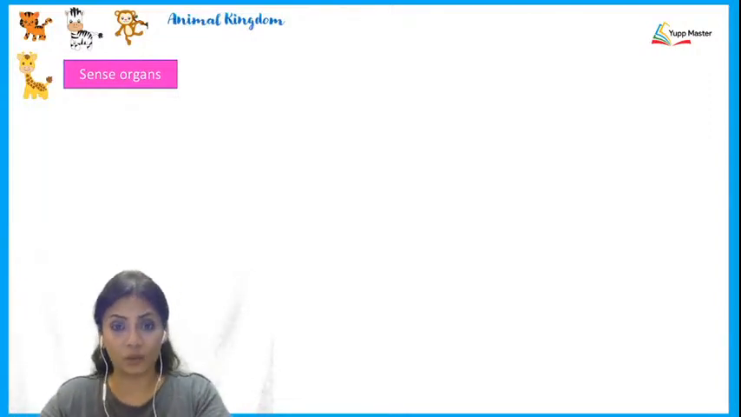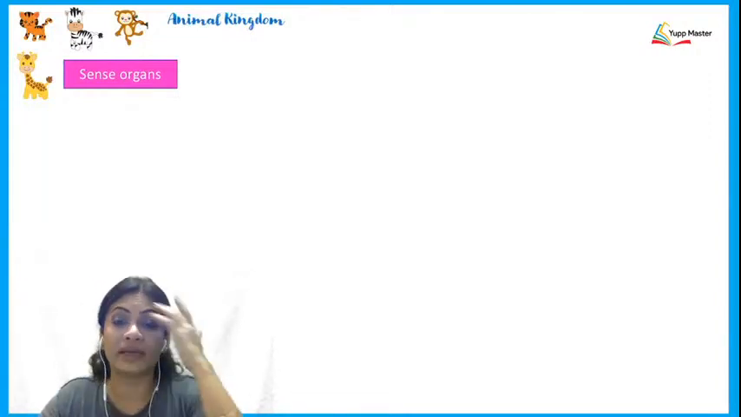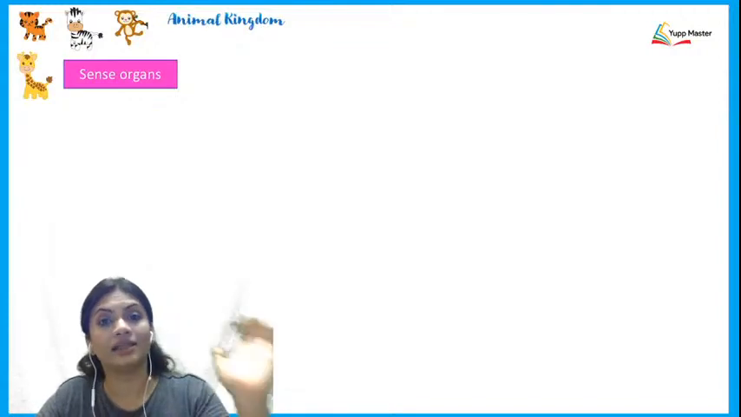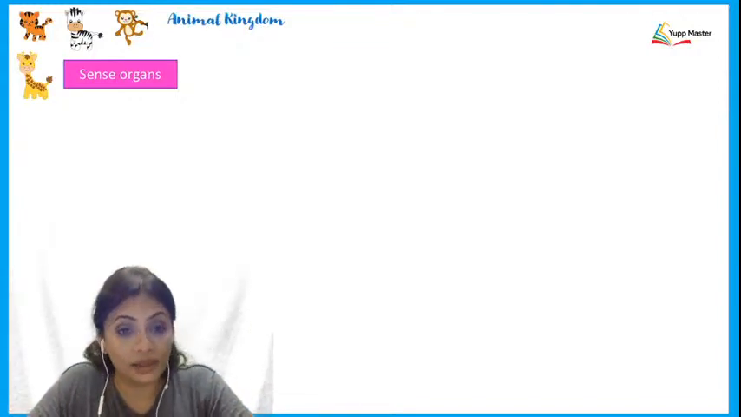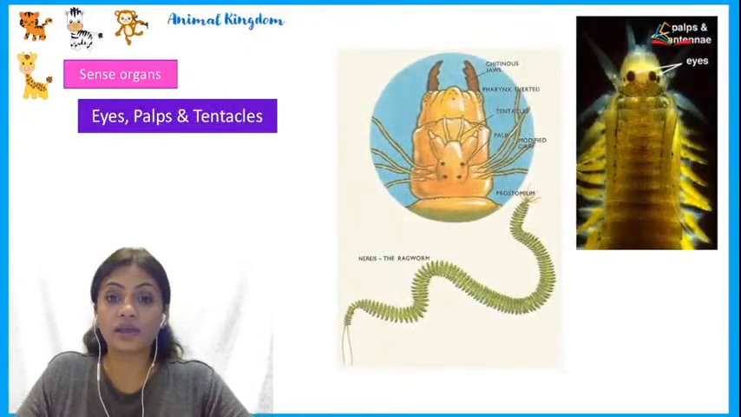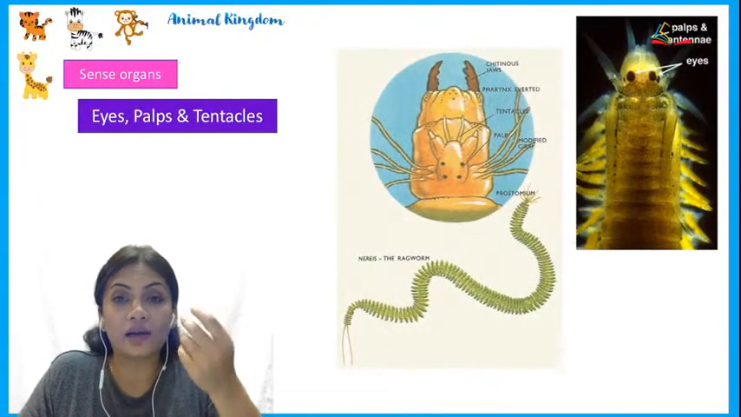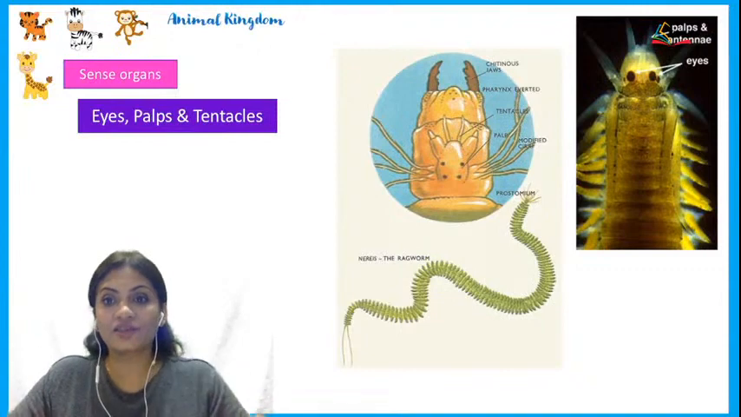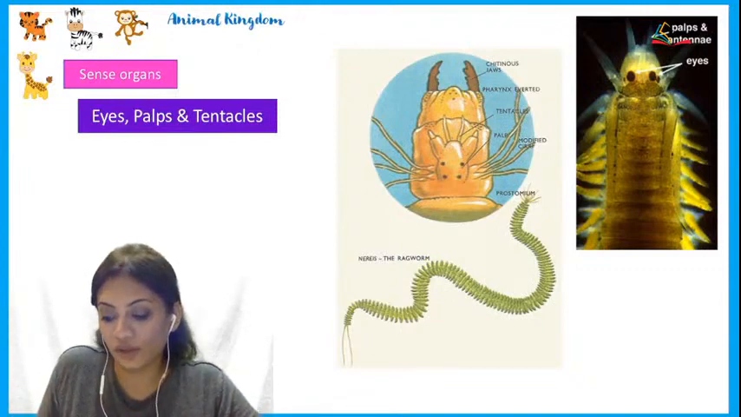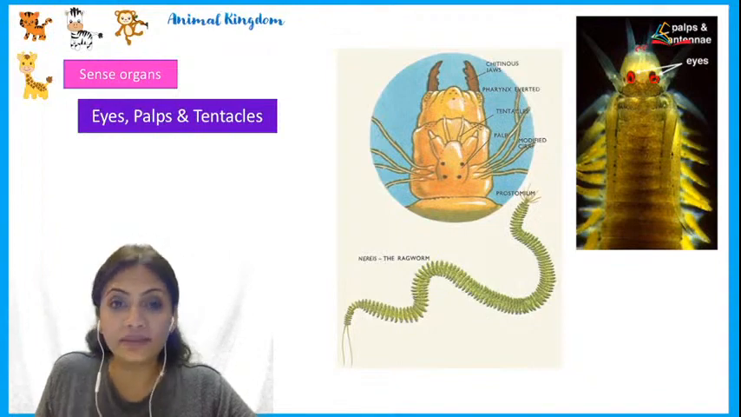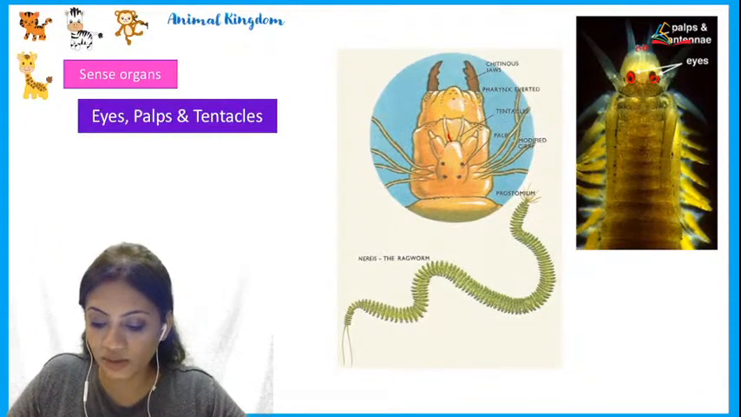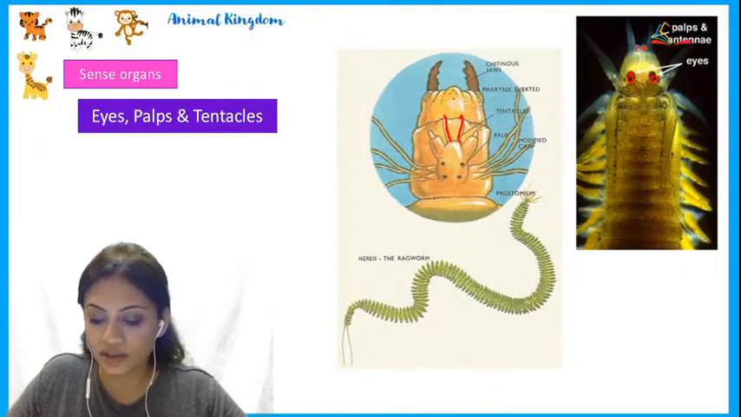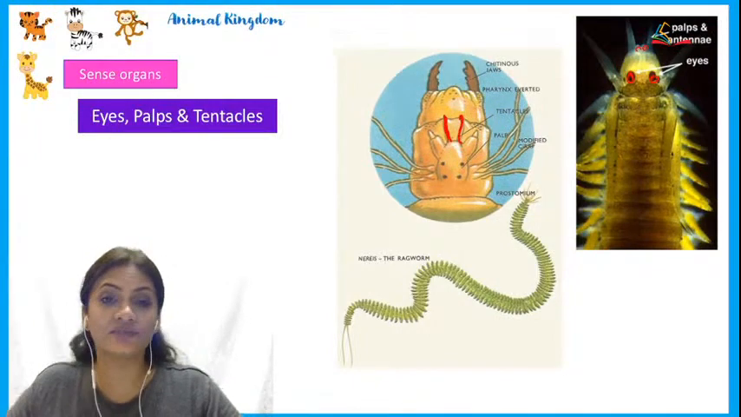Next, after the skeletal system, coming to sense organs. Until now, we have not come across basic sense organs in the phyla that we have done. Talking about the phylum Annelida, there are some sense organs. Which are they? They are the eyes and the palps. Can you see over here how the eyes are present? You can also see the presence of palps, and also there are tentacles. Where are the tentacles? Look at this region here. Can you see these all here? These are the tentacles.